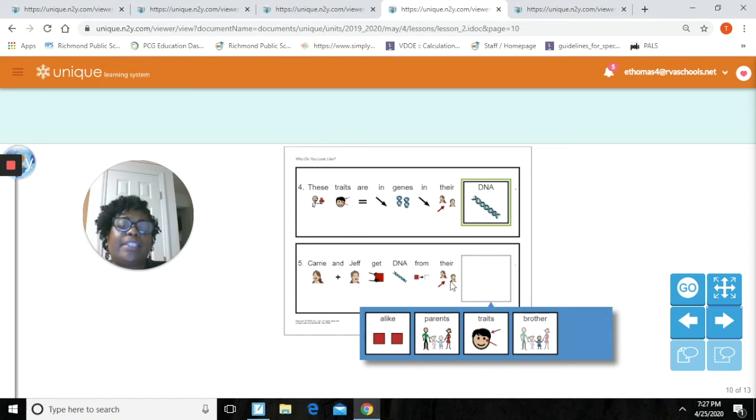Carrie and Jeff get their DNA from their traits. Does that make sense? No. Carrie and Jeff get DNA from their brother. Does that make sense?